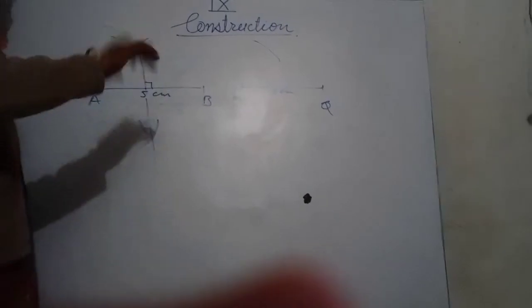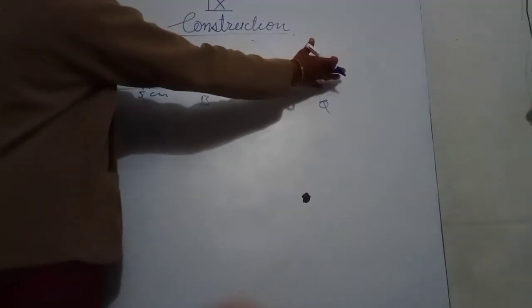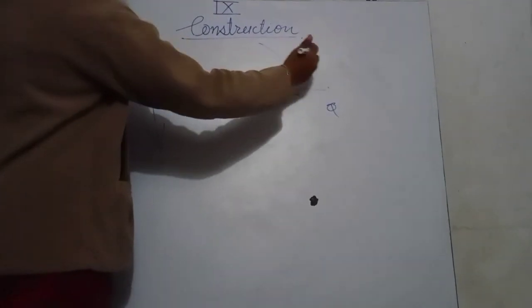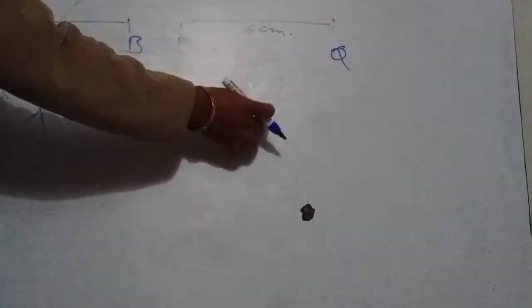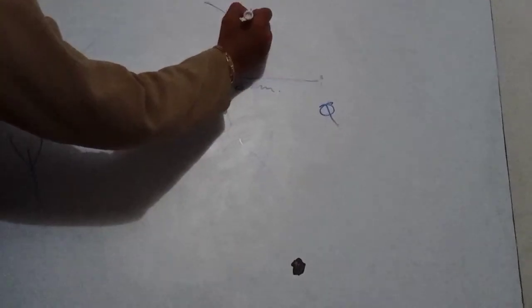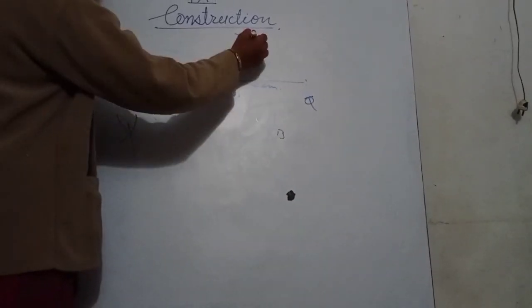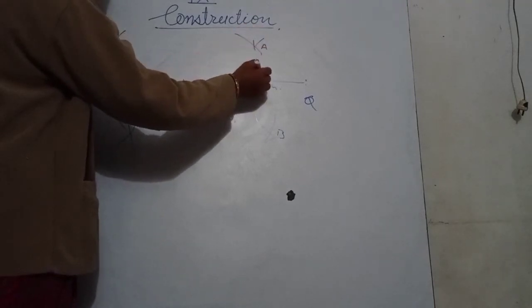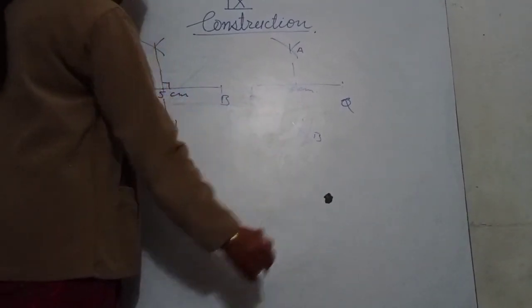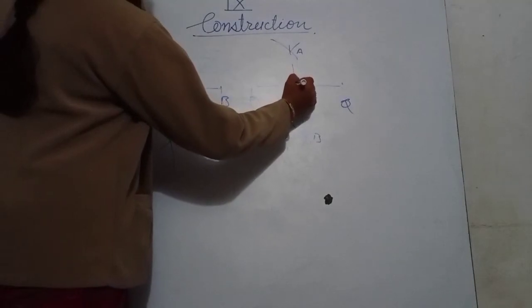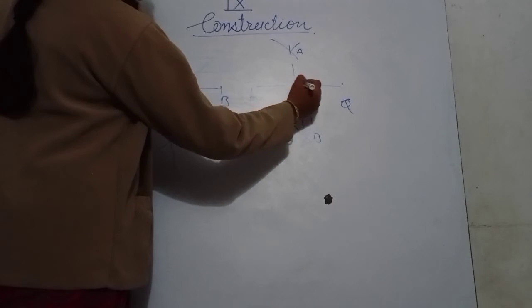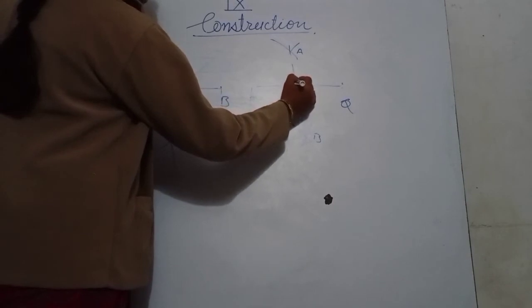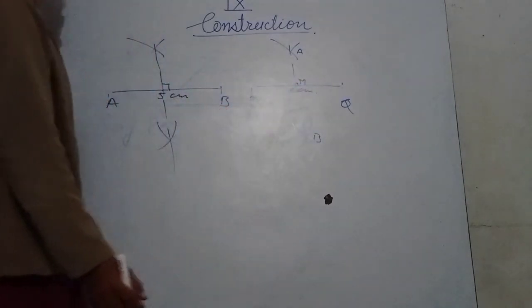Okay. Now the same process you have to repeat from Q. Q is the center and draw the curve. Where the curves cross each other, note those points. Suppose these are A and B. Join this AB, which is cutting PQ at the point M. Give the name. This is the midpoint of PQ, and here an angle of 90 degree is formed.